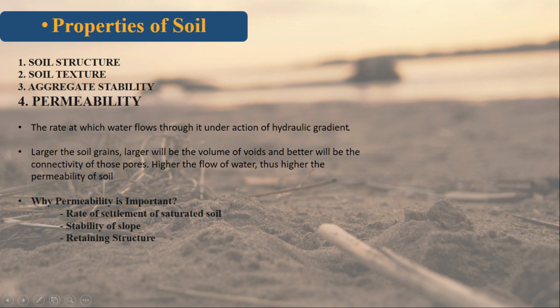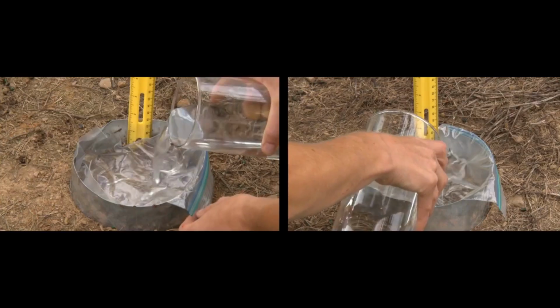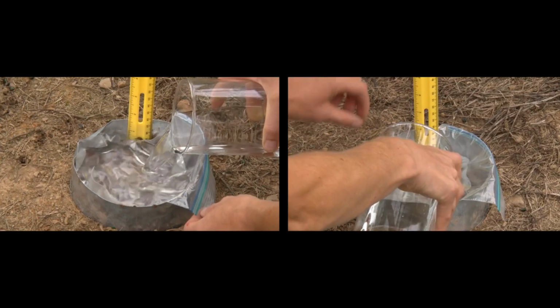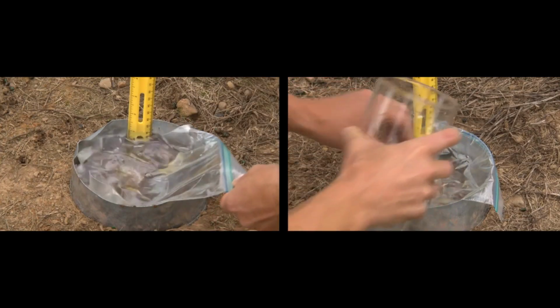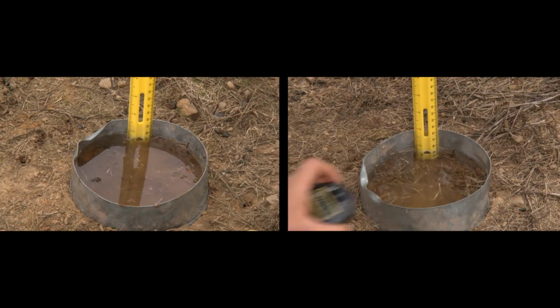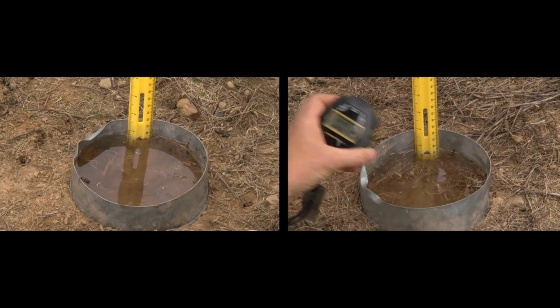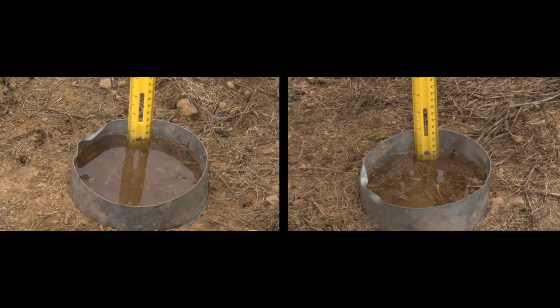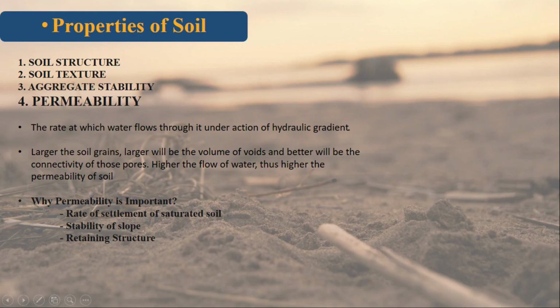For example, gravel particles are large. The larger the soil grain, the larger will be the volume of voids, and the better will be the conductivity of those pores. Consequently, a large amount of water may flow through them easily, and the flow of water will be higher. And that we can say the permeability of the soil is higher.